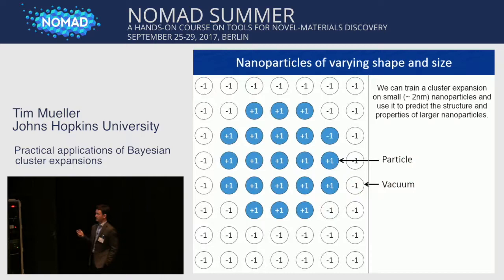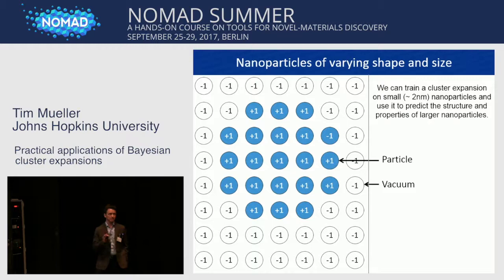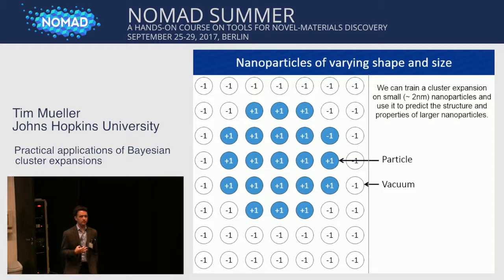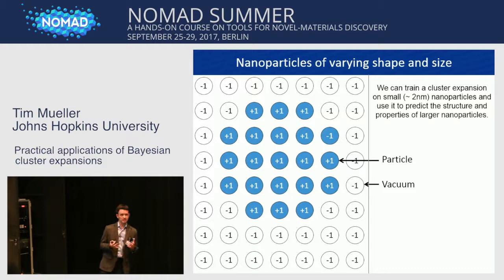So the way we do this: here I'm going to do a simple example where we build a cluster expansion. Once again, we're going to assume it's on a lattice. For the nanoparticle, you're either going to have positions where you have particle there, which we're going to call plus one, or you're going to have vacuum, which is going to be minus one. And so what we do is we build up a training set of roughly 2 nanometer nanoparticles, and we construct our cluster expansion. Then we can use that cluster expansion to predict the properties of larger nanoparticles.